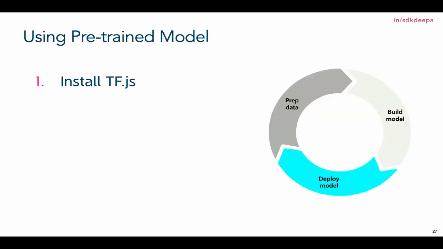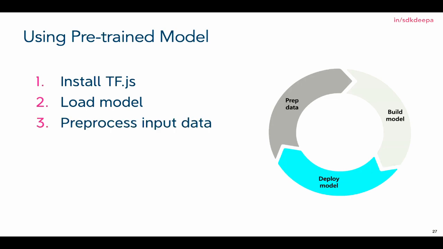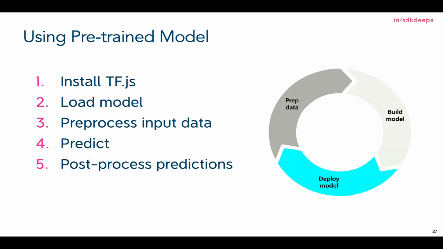If you want to use pre-trained models that are available, first, what do you do? There are a lot of models available, so you can go install TensorFlow. Once you install, if you run npm install, I think npm install TensorFlow, and then you load the model, you pre-process the input data. I'll just show you a demo in a moment. Then it predicts for it, and then it does post-processing. And once it predicts and post-processes the predictions, you can save the model.